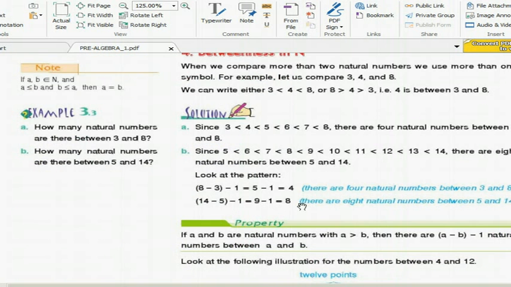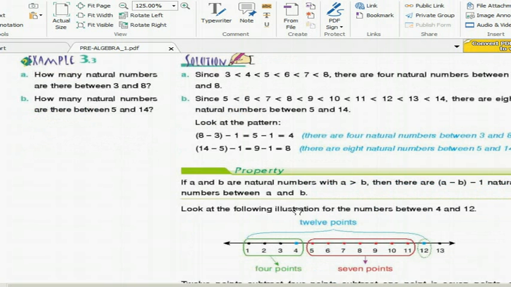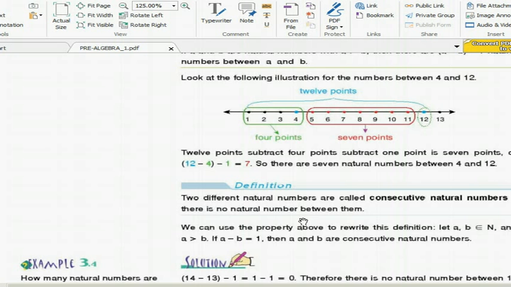Between two natural numbers, how many numbers can you write? Or between 10 and 15, which numbers are there? Simple examples.